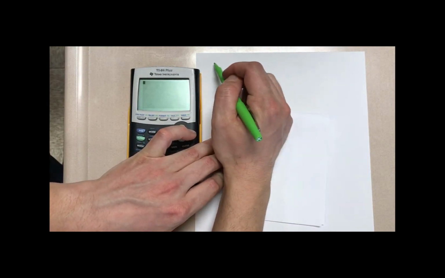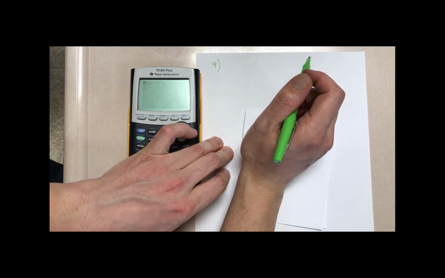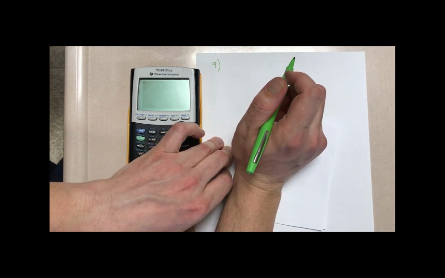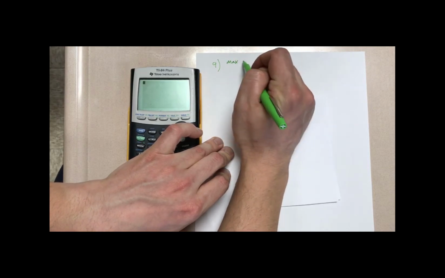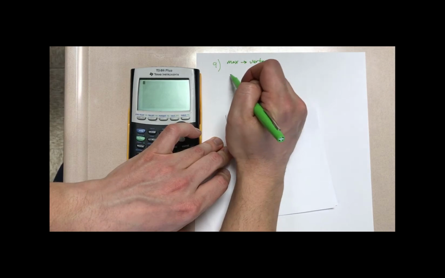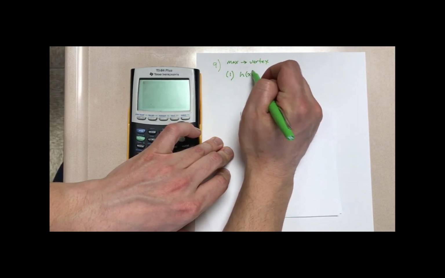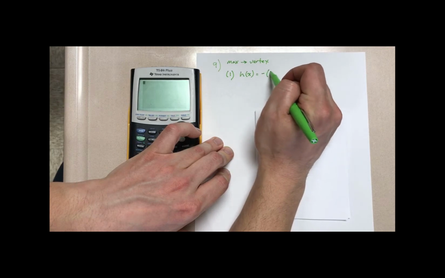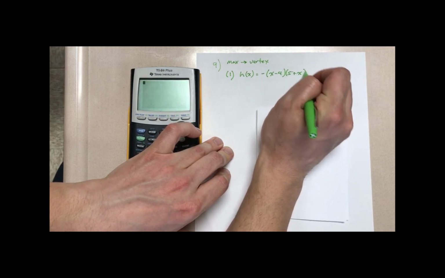Okay, let's take a look at problem number 9. It says, which quadratic function has the largest maximum? All right, we can remember that maximums are the same thing as a vertex. So let's look at answer choice number 1. Answer choice number 1 says h of x is equal to negative x minus 4 times 5 plus x.